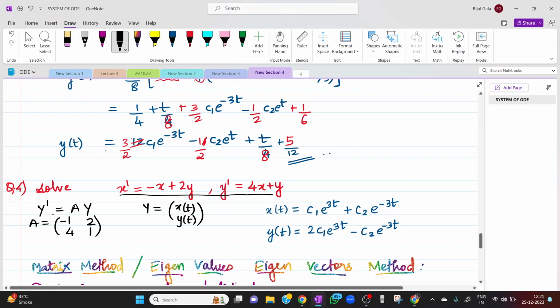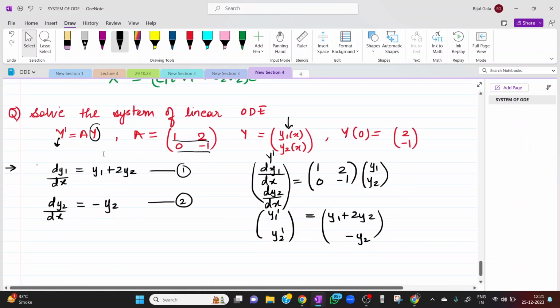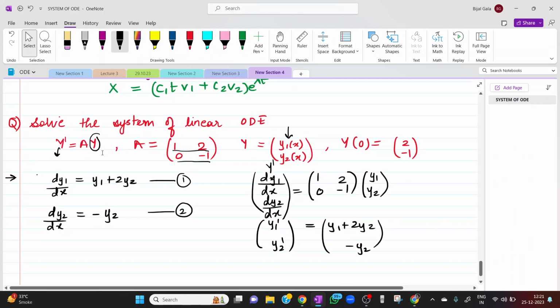And no difficulties in moving from one form to another form. Are the two forms clear with everyone? Yes, ma'am. We are moving from the equation form to the matrix form, or from the matrix form to the equation form, in both the cases. That's what we have done here. Now let's see how we use the matrix form to solve the equations.